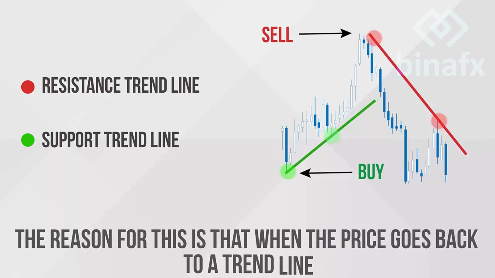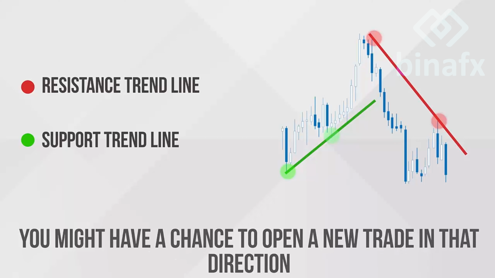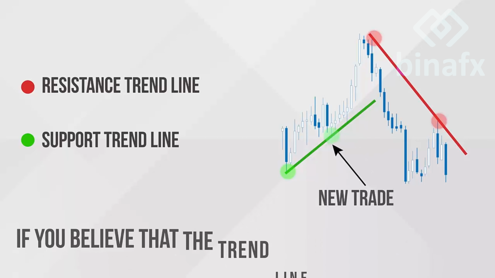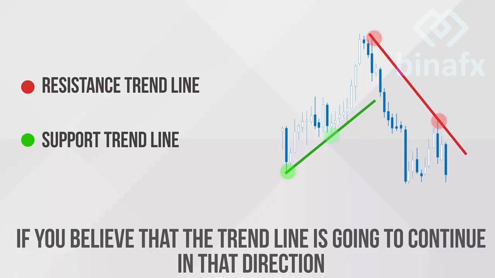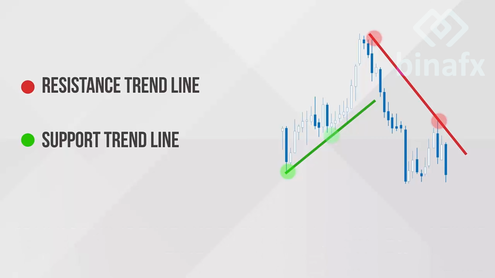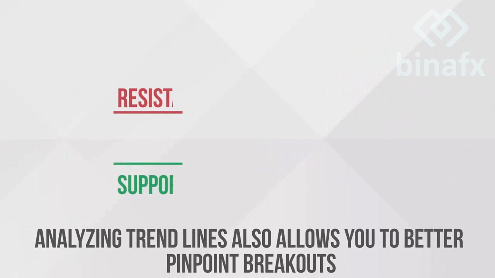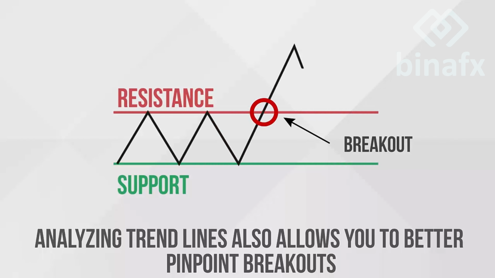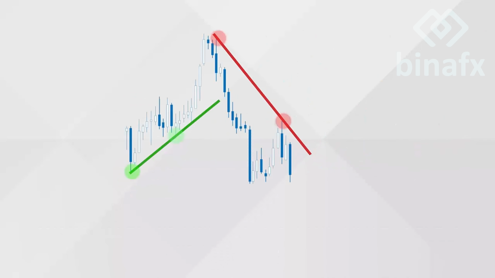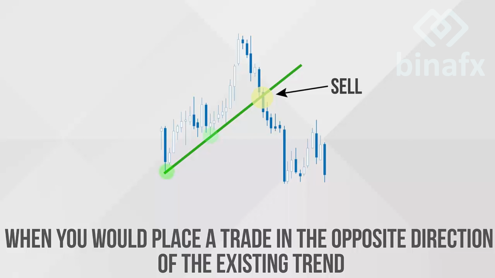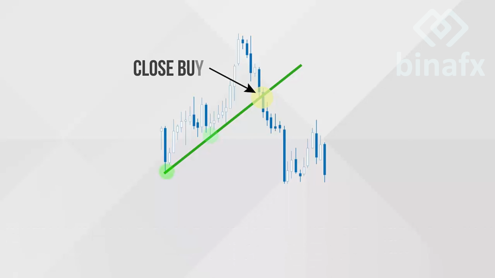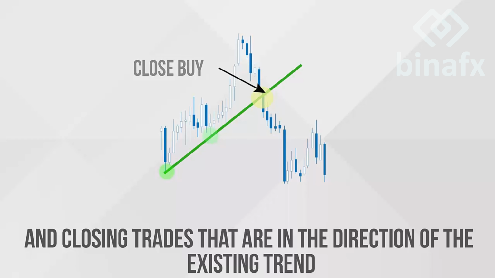The reason for this is that when the price goes back to a trend line, you might have a chance to open a new trade in that direction if you believe the trend line is going to continue in that direction. Analyzing trend lines also allows you to better pinpoint breakouts, when you should place a trade in the opposite direction of the existing trend, and close trades that are in the direction of the existing trend.